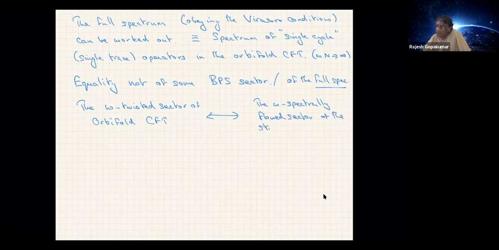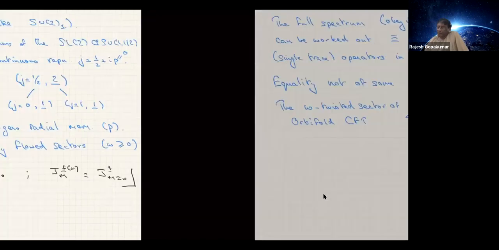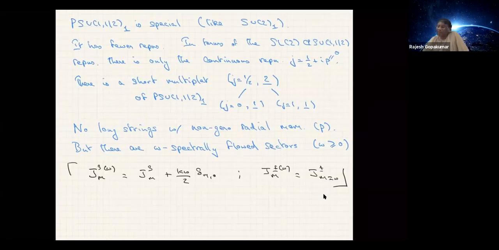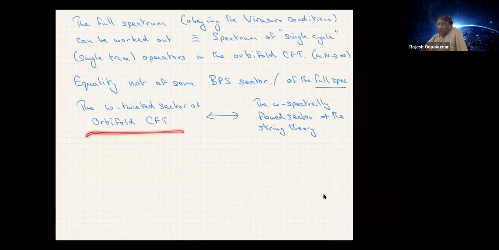As I said, the string theory on AdS3 with NS flux requires these spectrally flowed sectors, and they are labeled by a positive integer W. This W turns out to be the same W as that of the W twisted sectors of the orbifold CFT. So this W and this W are to be identified in matching the spectrum.